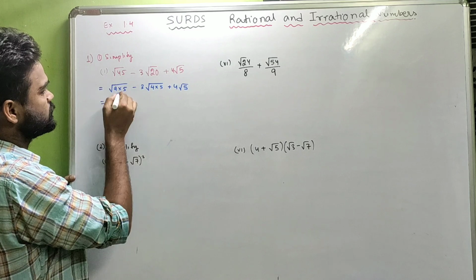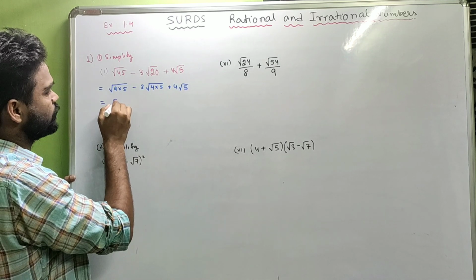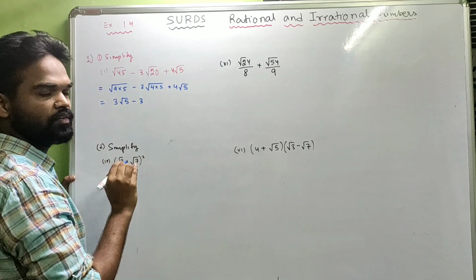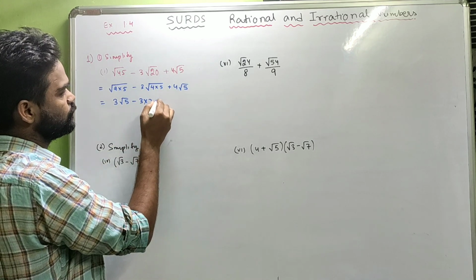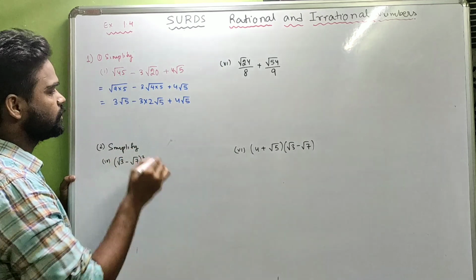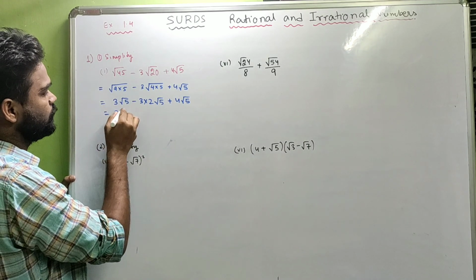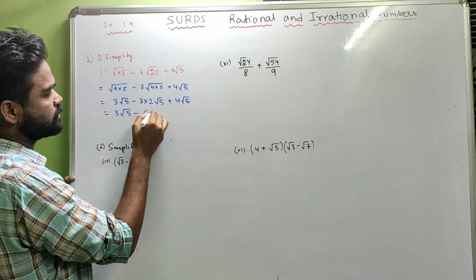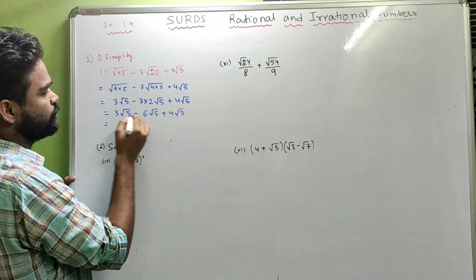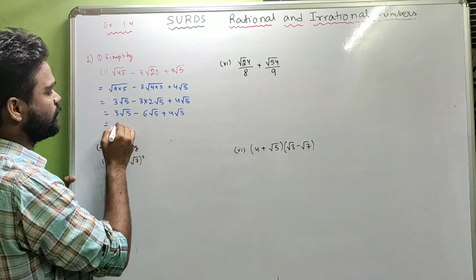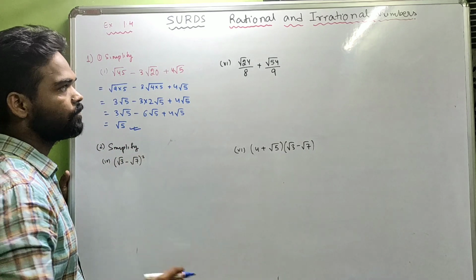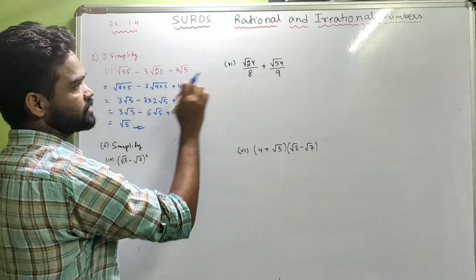Okay, square root of 9 is 3, we know that, so 3 root 5 minus 3, and square root of 4 is 2, so that's 2 root 5 plus 4 root 5, which is equal to 3 root 5 minus 6 root 5 plus 4 root 5. Now 3 plus 4 is 7. 7 minus 6 root 5 is root 5. Done. Clear?